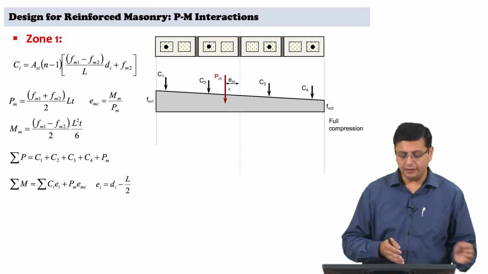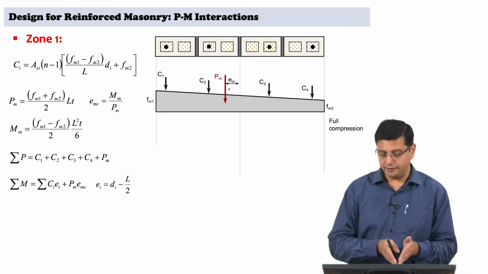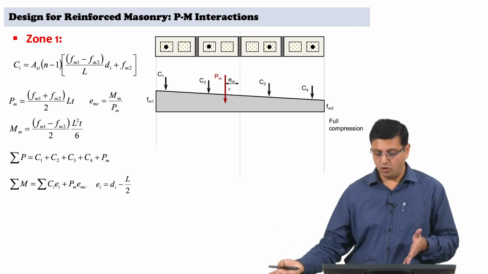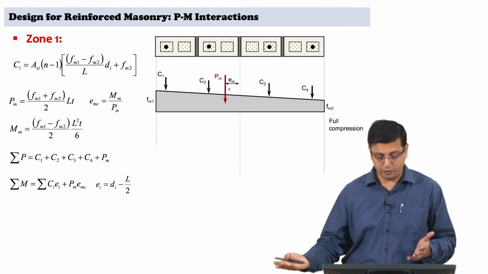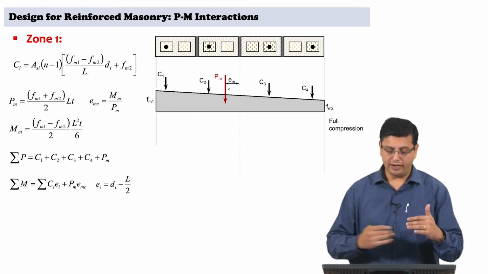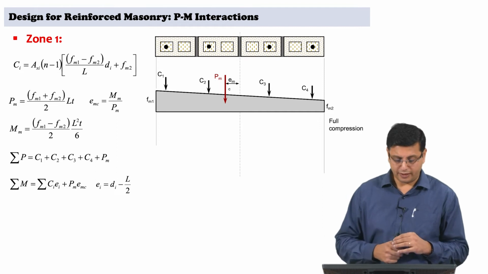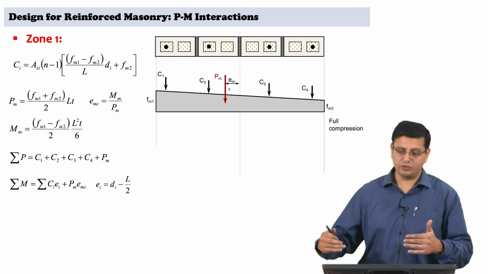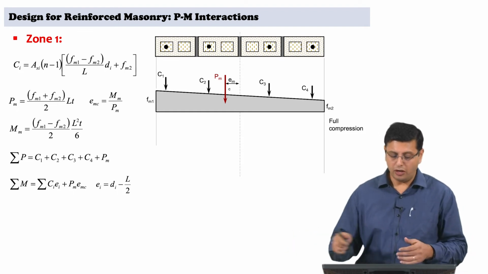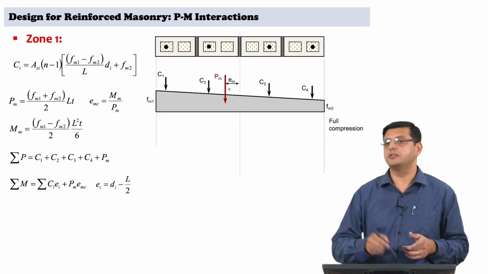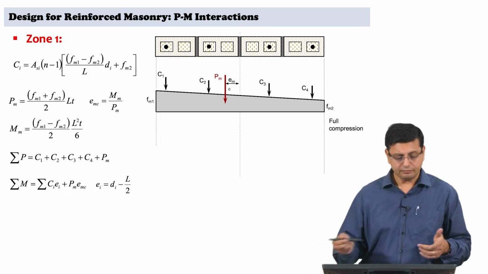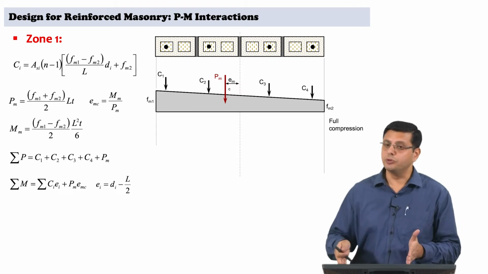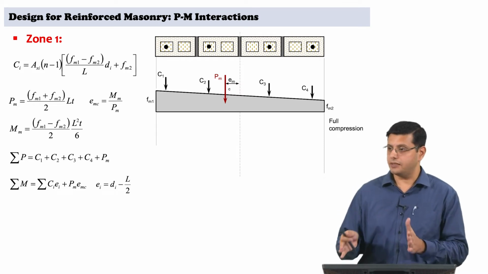So, the expressions you now need to be able to estimate, given this distribution of stresses, knowing Fm1 and Fm2. We start with Fm1 and Fm2 values, and we will come to that in a moment. You need to be able to make an estimate from the geometry of the distribution of stresses and the geometry of the wall what the resultant forces C1, C2, C3 and C4 are, for which you are basically making use of the triangular distribution of compressive stresses in the wall.